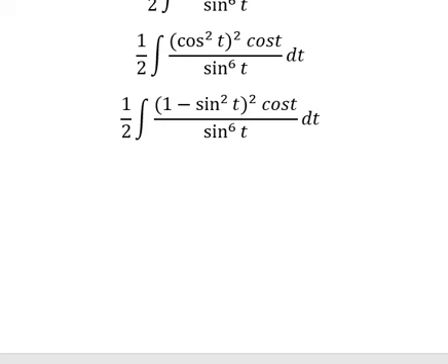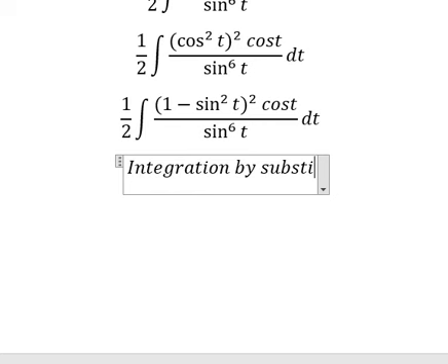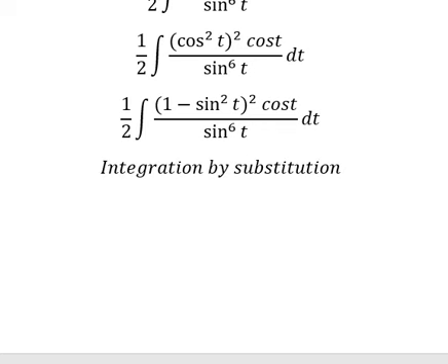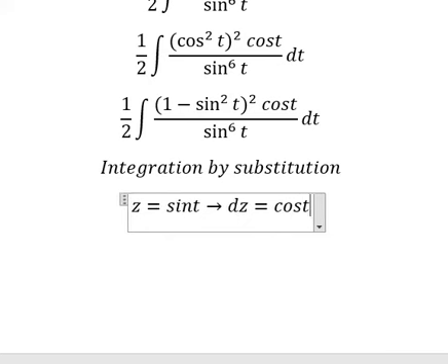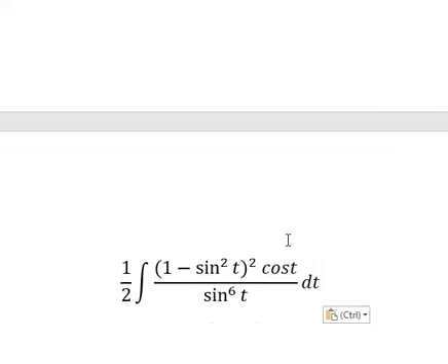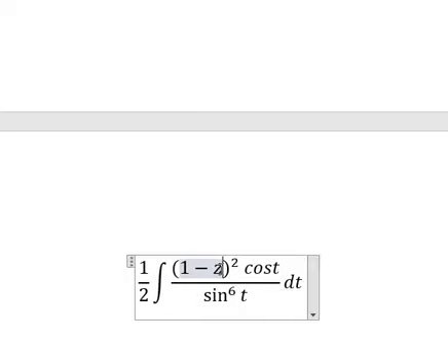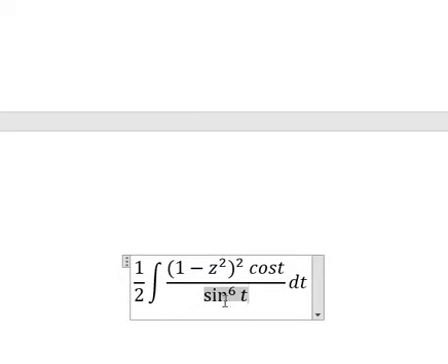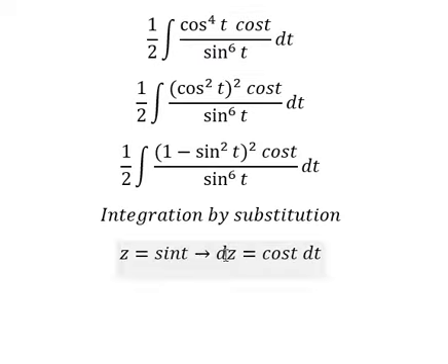Next, we need to use integration by substitution. So I will put z equal to sin t. dz you get cosine t dt. So this one we change for z squared. This one we change for z to the power of 6. Cosine t dt we change for dz.